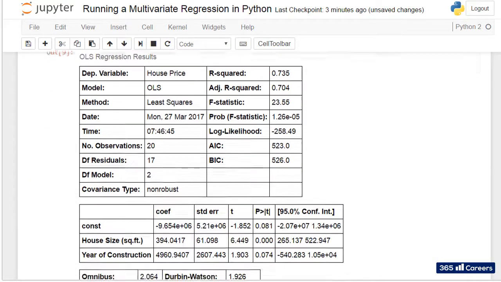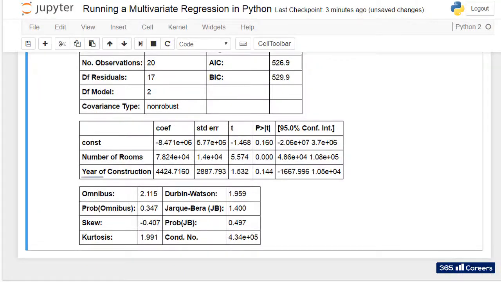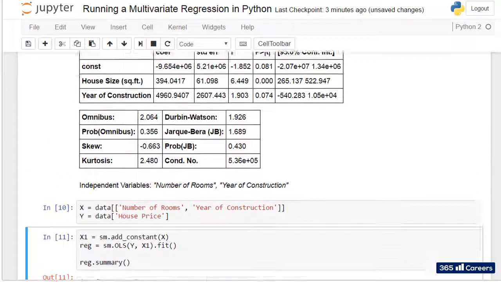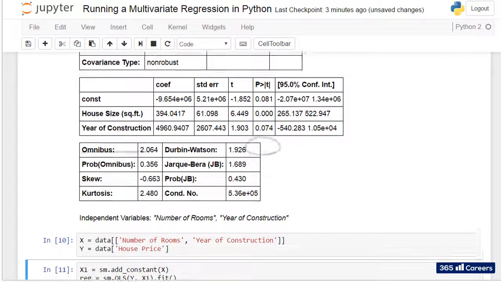When we skim through the p-values in the new output, we can see year of construction does not get a low p-value in any of the 2 regressions it has been involved in. This means it is not related to house prices. In these same regressions, the p-value for number of rooms and house size is practically 0, which is amazing.